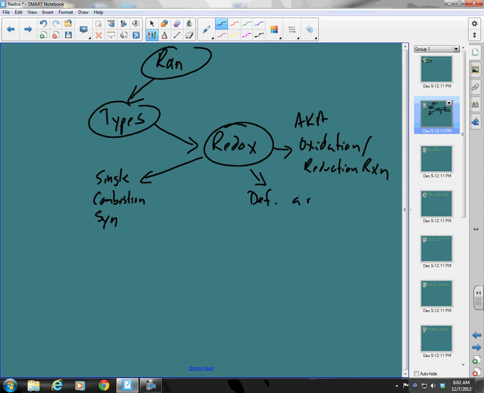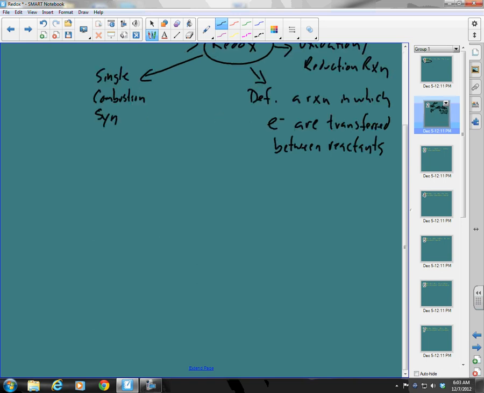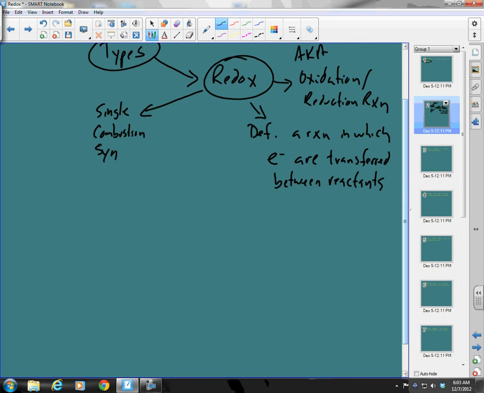It is a reaction in which electrons are transferred between reactants. I can understand electrons, so electrons are being transferred. To add more to this, it consists of two half reactions. I'm not sure I know what that means. It must be half a reaction. That's right. It consists of two half reactions.